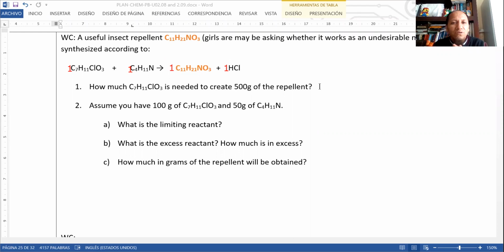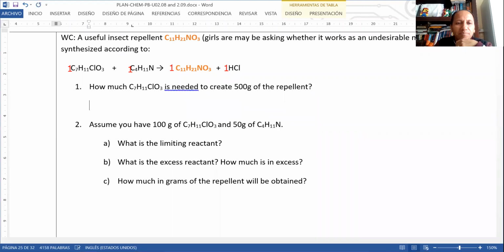So first of all, how much C7H11Cl3 is needed to create 500 grams of the repellent? Let's go to the first part. I'm going to make a little bit of space for solving that exercise. So you underline: how much C7H11Cl3 is needed to create 500 grams of the repellent. When I say the repellent, I mean this specific compound, C11H21NO3. What is the meaning of that?